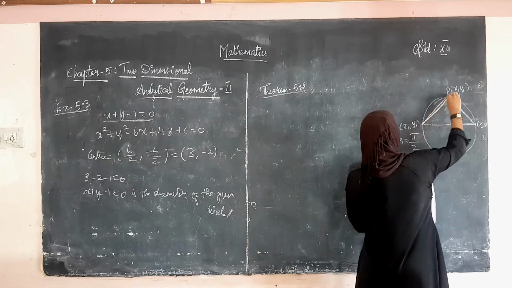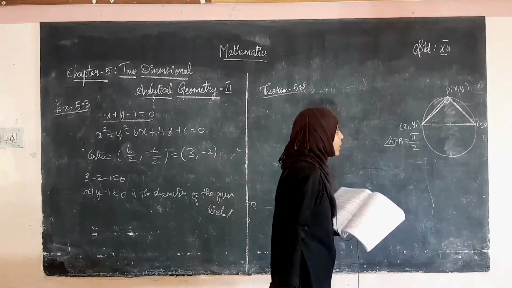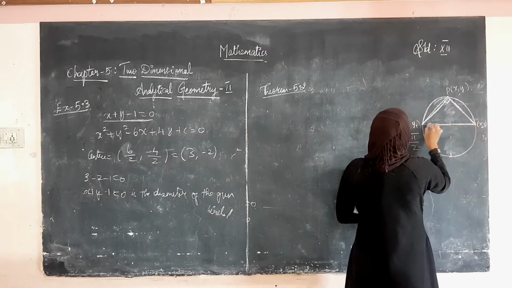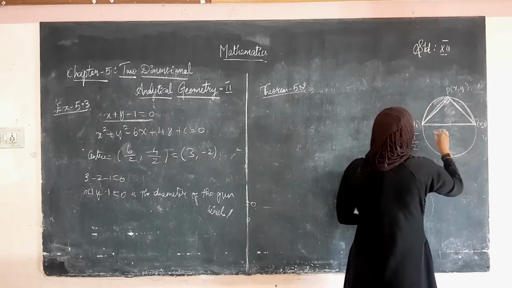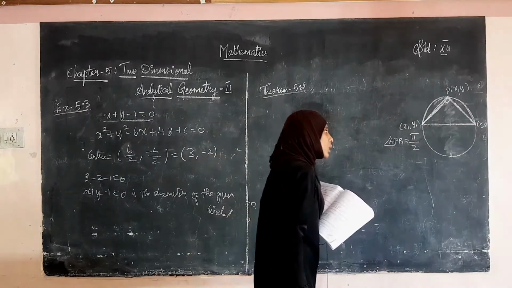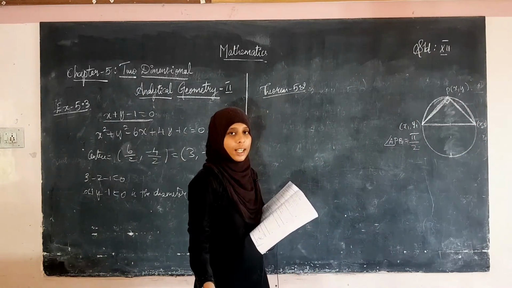This should be a 90 degree angle. So if this is 90 degree, what is this? This is the semicircle, right? This is the semicircle, therefore this becomes the 90 degree. See here, we have learned this in lower classes in analytical geometry.